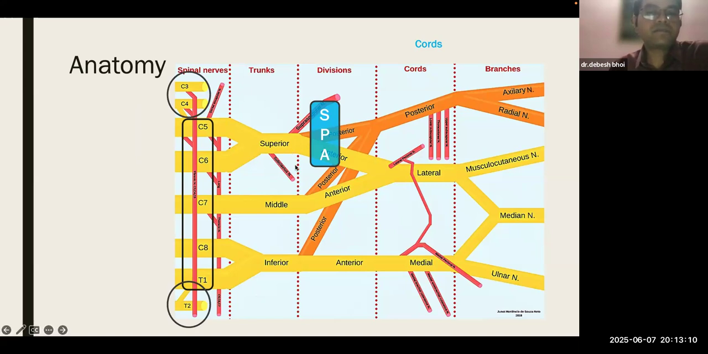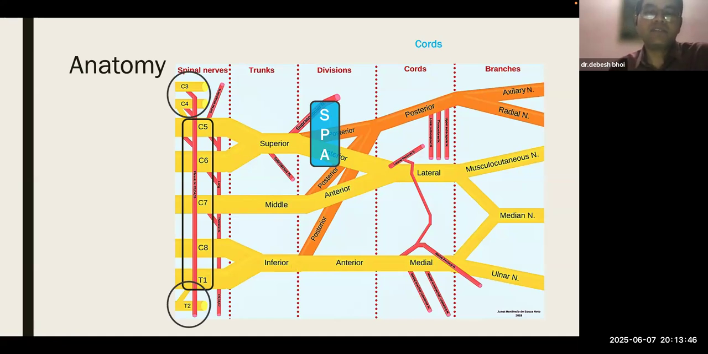After the trunks come the divisions. All three trunks divide into anterior and posterior divisions, and subsequently the cords are formed: the posterior cord, lateral cord, and medial cord. The posterior cord is formed from all the posterior divisions. The lateral cord is from the anterior divisions of the superior and middle trunks, and the medial cord is the continuation of the anterior division of the inferior trunk.